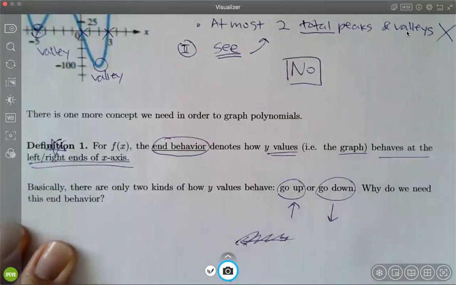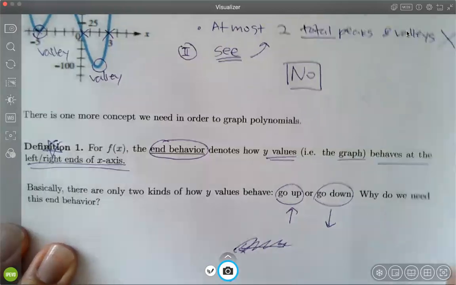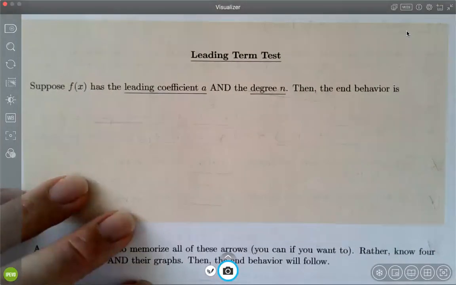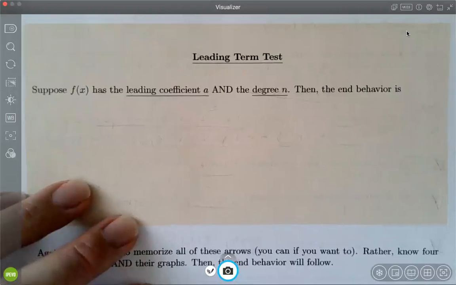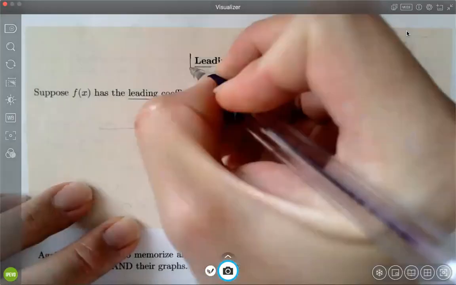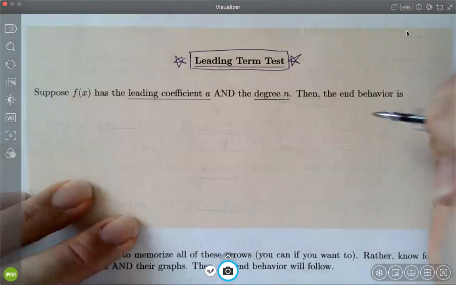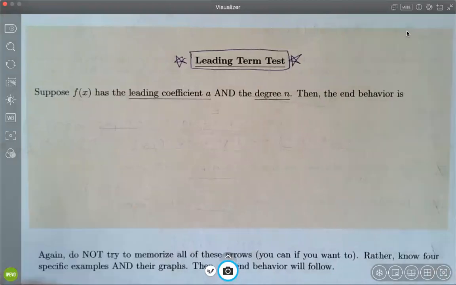Now, why do we ever need this end behavior? Because the second ingredient of the graphing deals with this end behavior. Here is the second ingredient, the leading term test. Remember yesterday we saw the leading coefficient. Hopefully you can guess that the leading term and the leading coefficient are somewhat related, and actually they are.